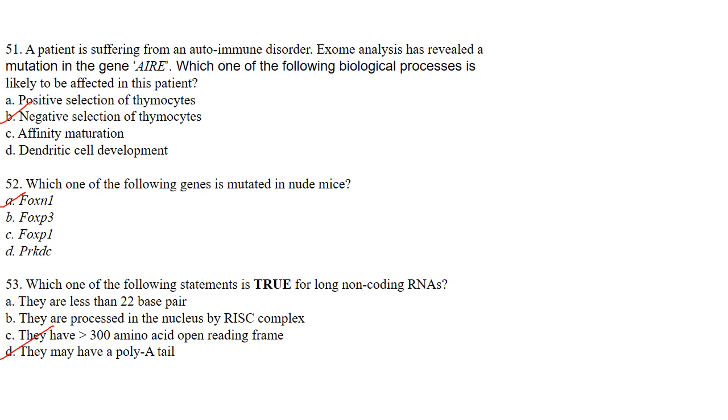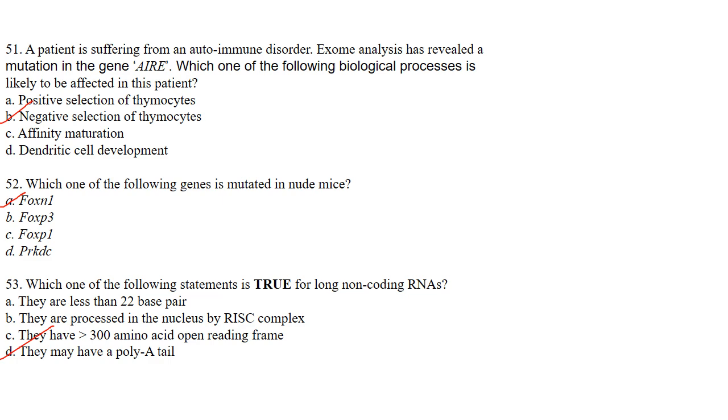Then which of the following statements is true for long non-coding RNA? So long non-coding RNAs are a type of RNA generally defined as transcripts more than 200 nucleotides long that are not translated into proteins. So they are less than 22 base pair? No, they are more than 200 nucleotides long. They are processed in the nucleus by RISC complex? That is also not correct. They have greater than 300 amino acid open reading frame? That is also not correct. They may have a poly A tail. That is correct.